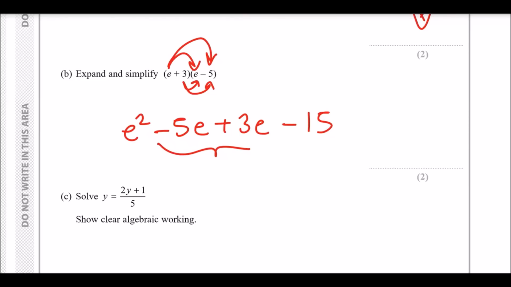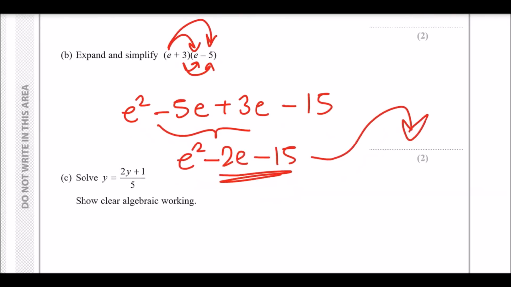So the middle two terms, yeah, you always combine them. So minus 5e plus 3e. If you're not sure, in your calculator, minus 5 plus 3 will give us minus 2e. So we can get e squared minus 2e minus 15. And again, this should go here.